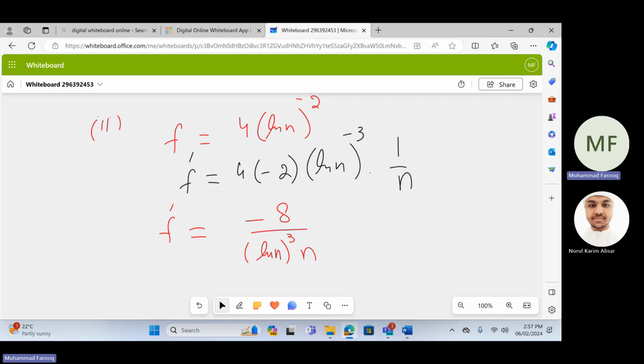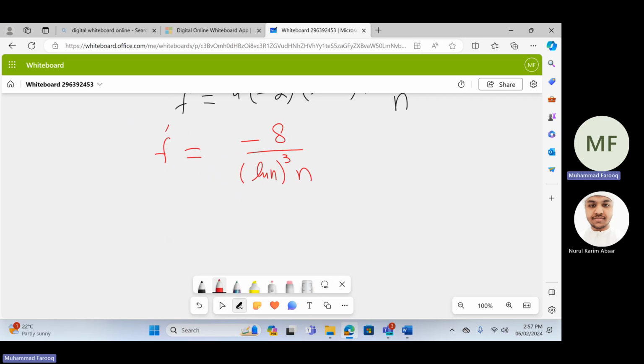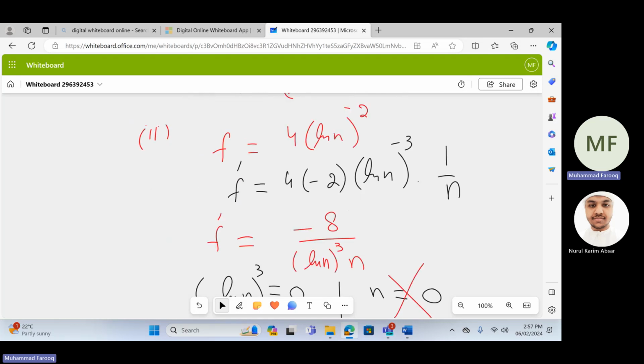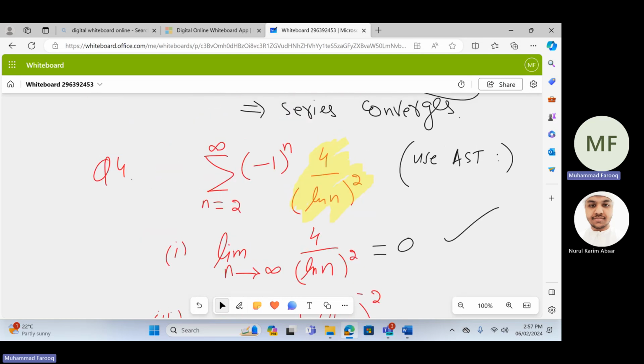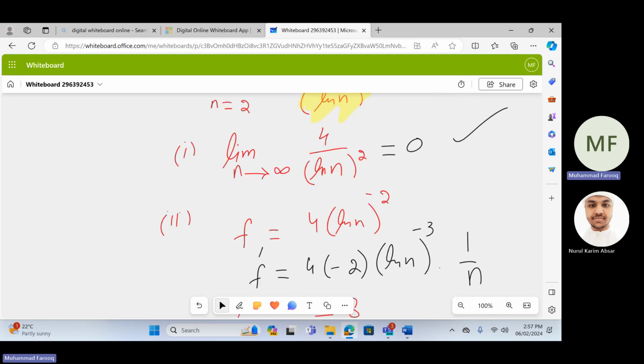So in my denominator, I have two functions. Yes or no? So (ln n)^3 is equal to 0, and also n is equal to 0. From this one, zero. It's not in the domain, so immediately rejected. Why? Because your domain starts from 2 to infinity. So n equals 0 is not there.